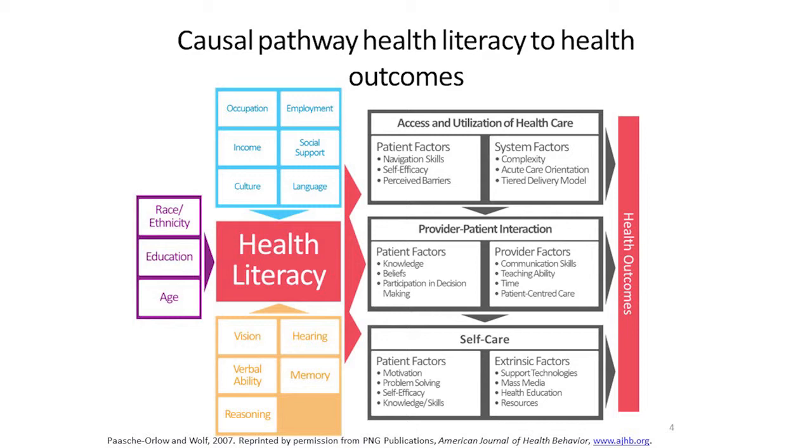So this is a framework that was developed by two prominent health literacy researchers, Michael Paasche-Orlow and Michael Wolf. And this basically shows the known predictors of an individual's health literacy on the left side. And that's things like your education level, your age, the language that you speak in the country that you're in, as well as your ability to hear and things like this. These all would influence an individual's health literacy level.